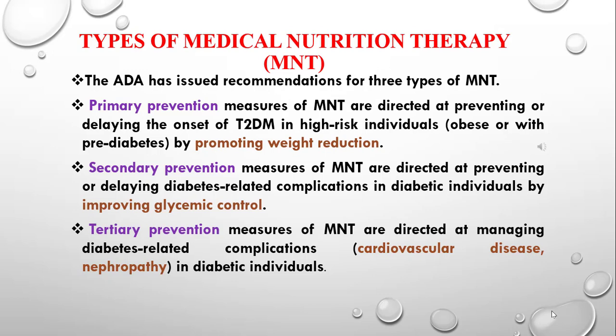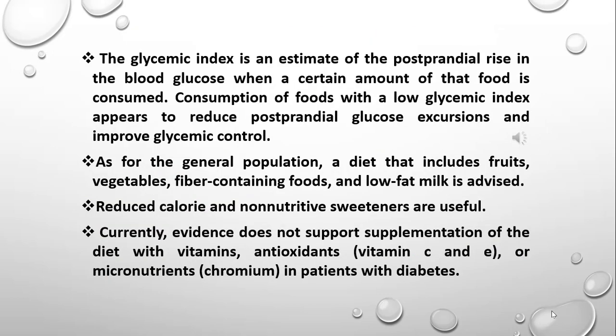in diabetic individuals. The glycemic index is the estimate of the postprandial rise in blood glucose when a certain amount of a specific food is consumed. Foods with a low glycemic index can improve glycemic control because they have low glucose values in them. Normally, fruits, vegetables, fiber-containing foods, and low-fat milk are advised to patients with diabetes. Reduced caloric intake and non-nutritive sweeteners are useful.